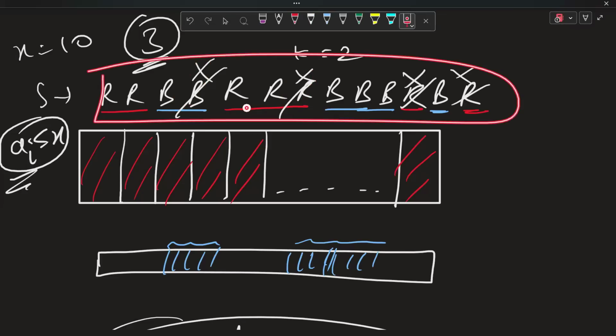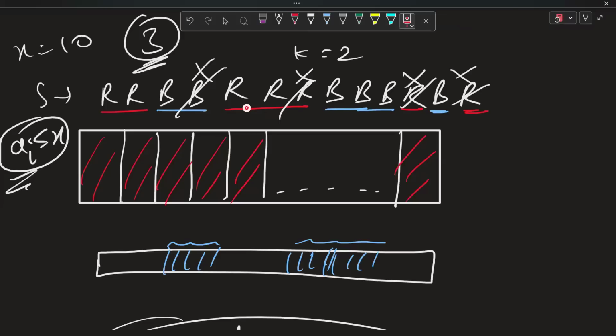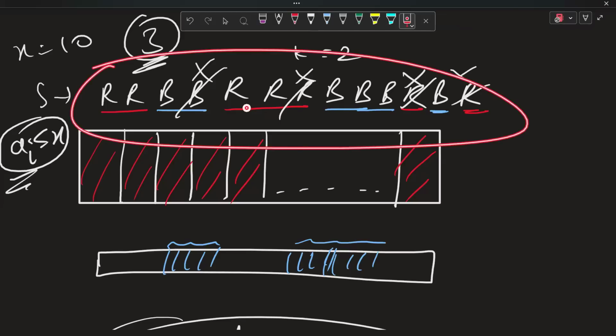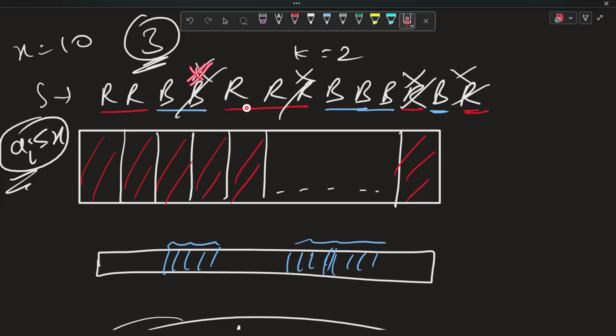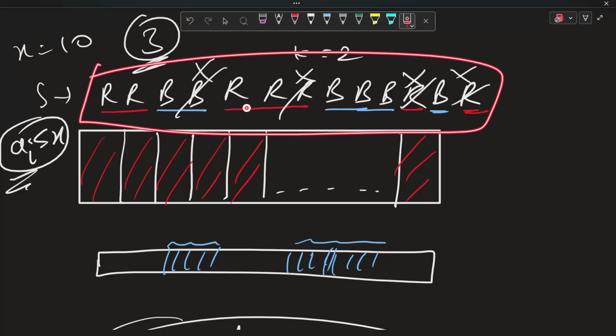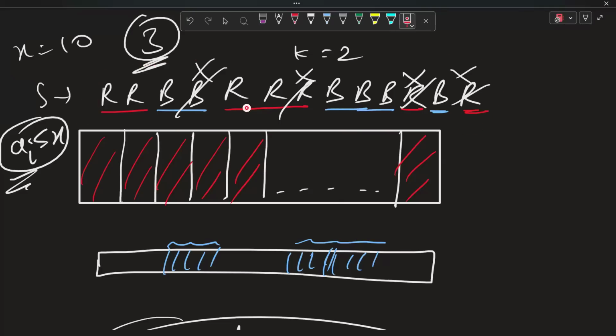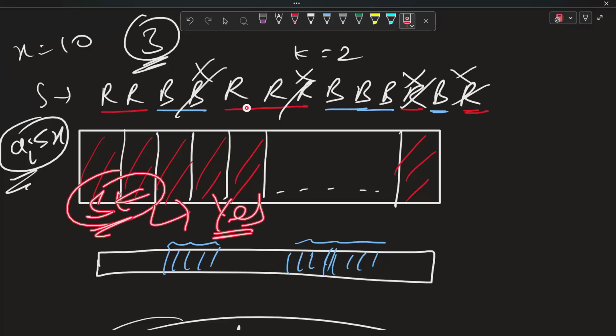Now, what is the minimum number of operations needed to convert it to this, where wherever I have a don't care condition, that can be blue or red, doesn't matter. But wherever I have a red, that should be red, and blue should be blue. If you have something like this, how do you find the minimum number of operations needed? If that minimum number of operations is less than or equal to k, then I return a yes from my check function. Otherwise, I return a no.